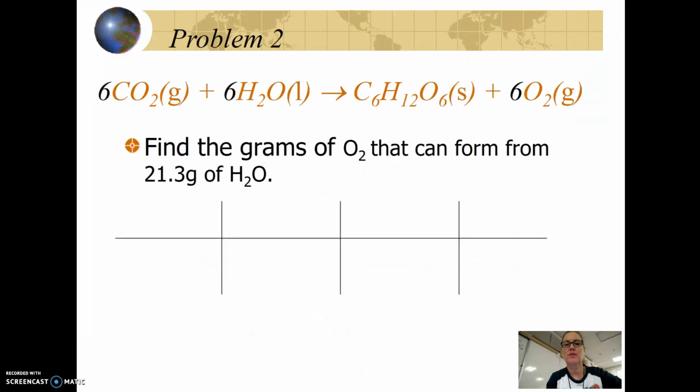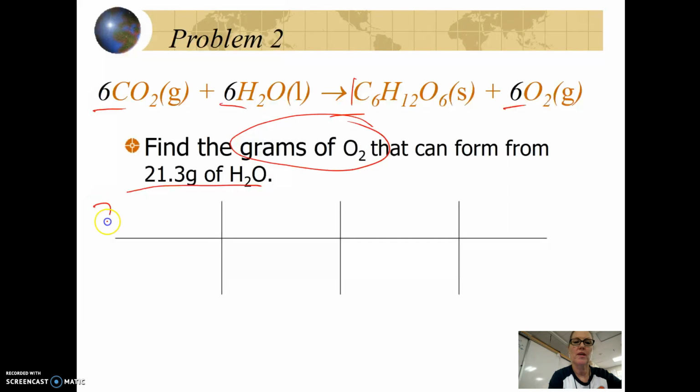Here's the second problem I want to show you. Notice this equation is already balanced. When you don't see a coefficient, it's a 1. So let's do the same thing on this one. Let's underline our given and circle what we're looking for. So my given always is going to go on the upper left of my picket fence. And remember, I need to cancel the units of my given, so I know it's going to be grams.